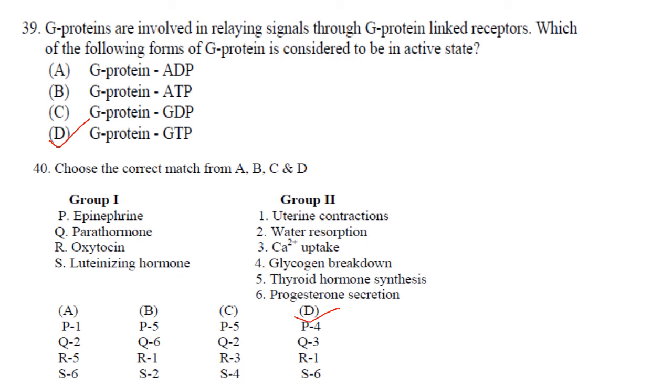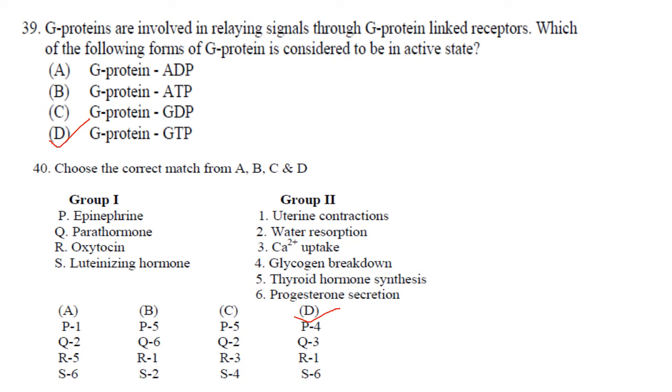Next one. G proteins are involved in relaying signals through G protein linked receptors. Which of the following forms of G protein is considered to be in active state? The G protein bound to GTP molecule is always in the active state. So option D is correct.